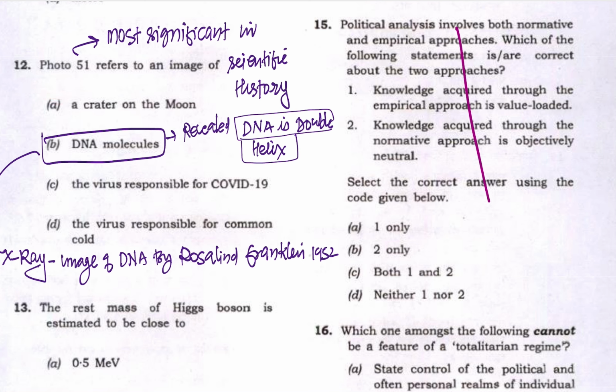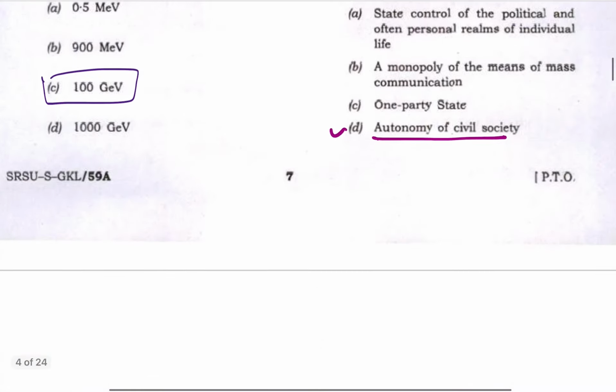Now Photo 51. So this is a technical question. Photo 51 was taken in 1952 by Rosalind Franklin. Now this photo is historically very important, because for the first time it is an X-ray photo that captures how the DNA looks like. So it deciphered that DNA has a double helix structure. That's why this Photo 51 is very important.